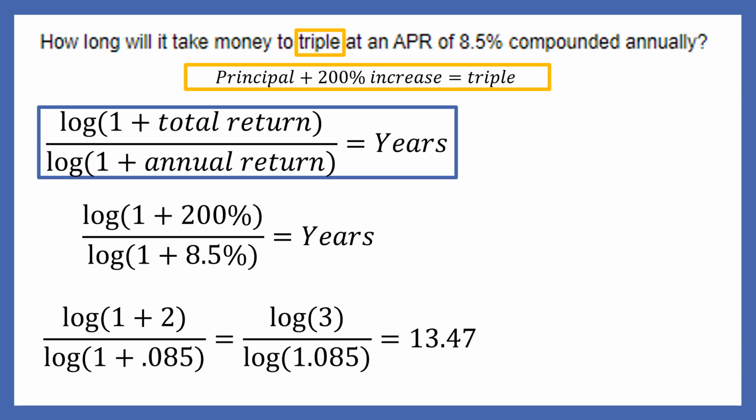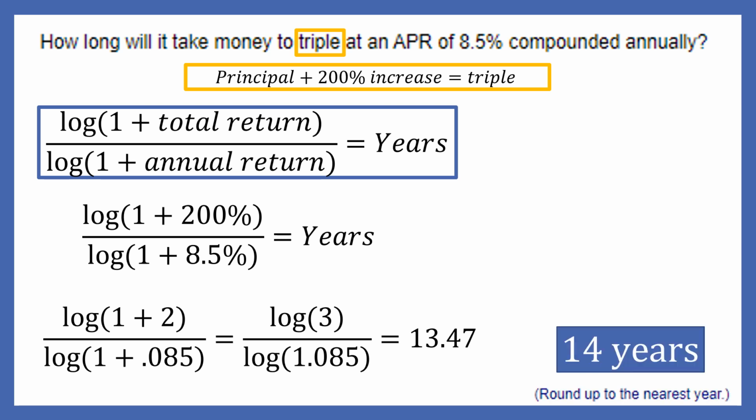Now, if we do the log of 3 divided by the log of 1.085, which is just a button I have on my calculator, if you have a scientific or a graphing calculator, you'll have a log button. You might have LN, but you'll have a log button, and you can go ahead and use that here. And so I'm going to say it's going to take us about 14 years. I'm going to round up to the nearest year, 14 years for us to triple our money if we have an 8.5% interest rate.